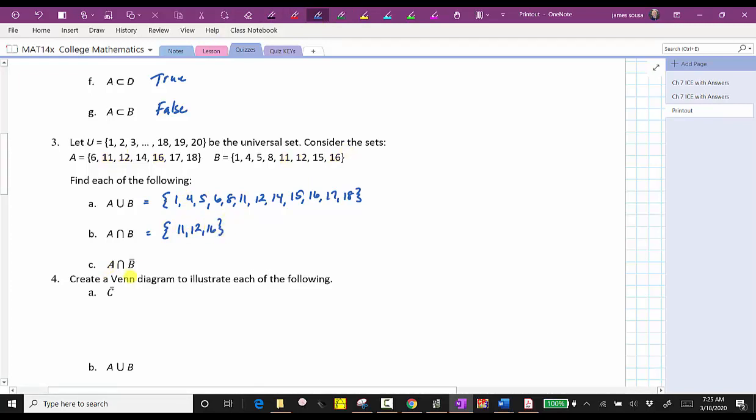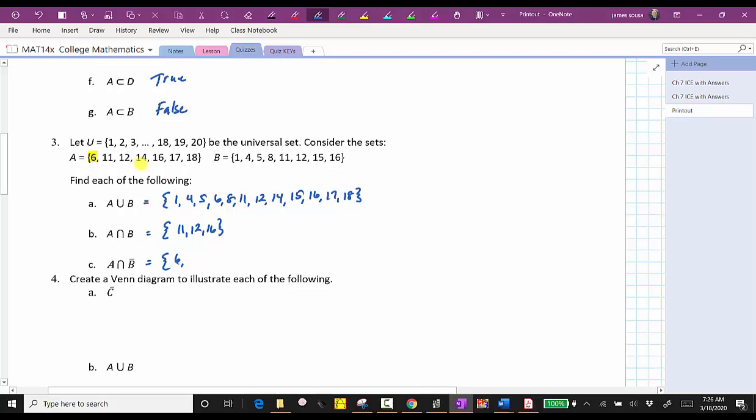Next we have A intersect B complement, which will be all the elements that are in A and not in B. So we want the elements that are in A and not in B. So notice 6 is in A and it's not in B, so 6 is in the set. Next, 11 is in A, but it is in B, and therefore it's not in B complement, and therefore 11 is not in the set. Next we have 12, which is also in B, so it's not in the set we're looking for.